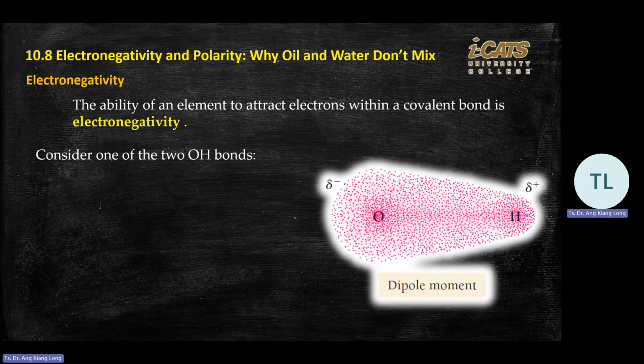So here you have a dipole moment. Dipole means you have a north pole and south pole, for example. You have a positive pole and a negative pole. So this is a dipole. Dipole means you have 2 different charges, 2 different electron attractions. Okay, so this one I already explained.